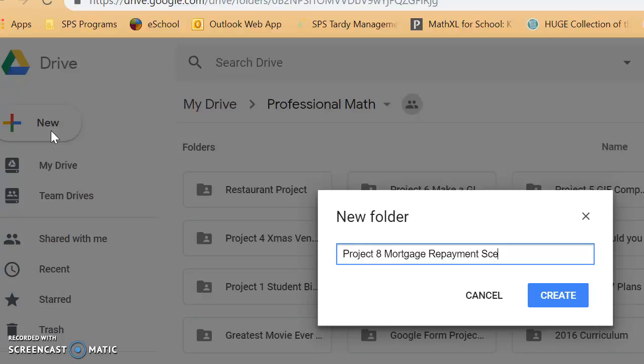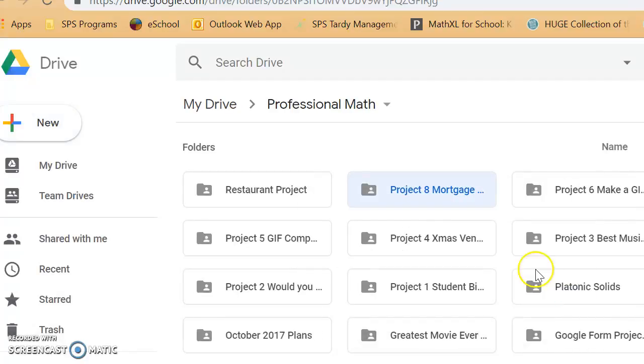Oh boy, 2018 technology. Look how long it takes to get some letters in there. Okay. Oh, let's spell it. It's a good thing I'm doing a technology project here. It's going at a snail's pace. All right. There we go. New folder for the project. Mortgage repayment schedule.